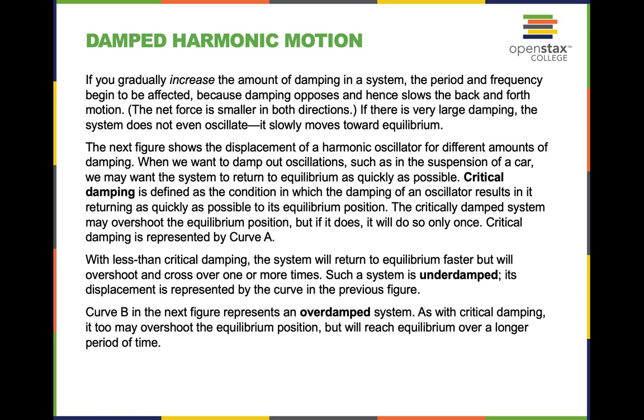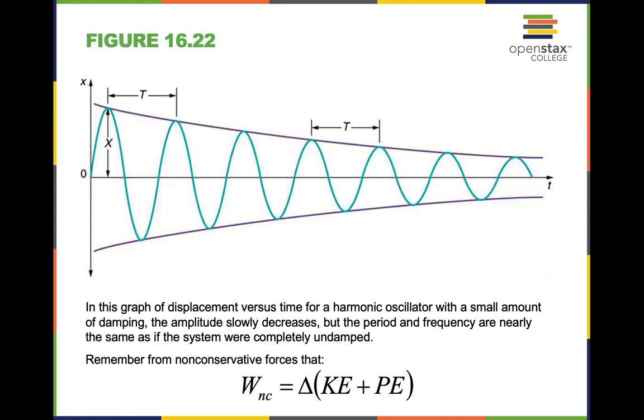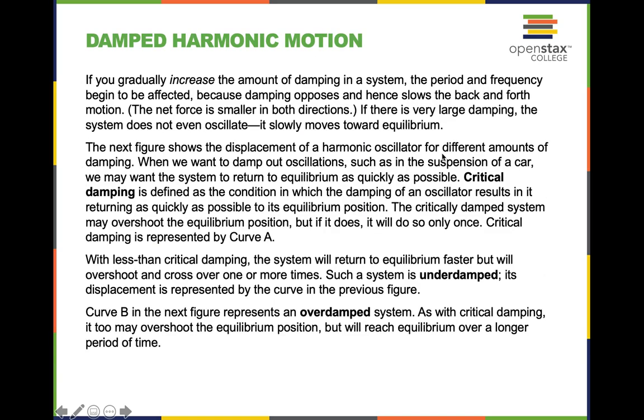With less than critical damping, the system will return to equilibrium faster, but will overshoot and cross over one or more times. Such a system is underdamped. Its displacement is represented by a curve in the previous figure. So this would be underdamped. Curve B in the next figure represents an overdamped system. As with critical damping, it too may overshoot the equilibrium position, but will reach equilibrium over a longer period of time.